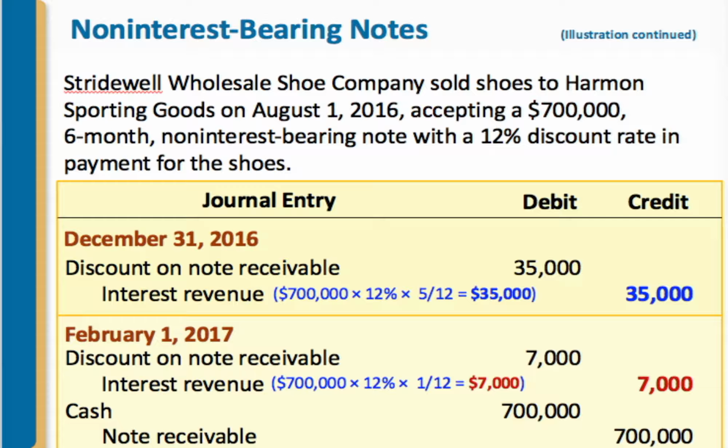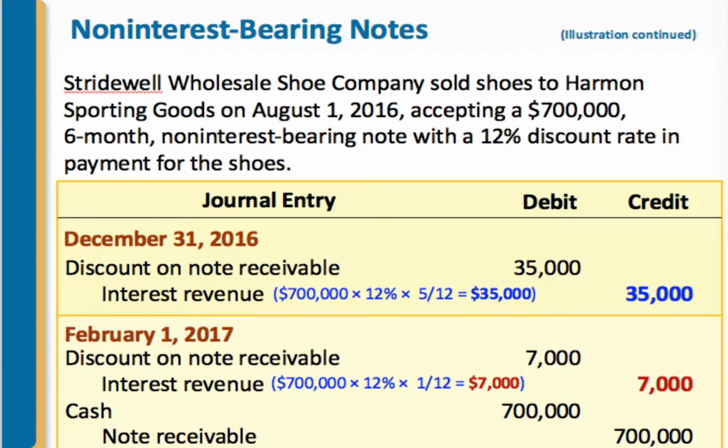If the sale occurs on August 1st, Stridewell would need to accrue interest at year end. The adjusting entry on December 31st, 2016 will debit discount on note receivable and credit interest revenue for $35,000, which is calculated as $700,000 times 12% times 5/12.